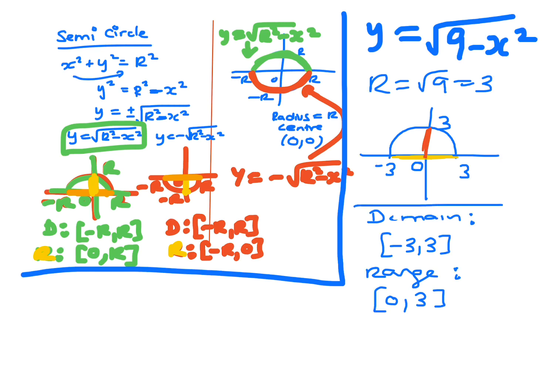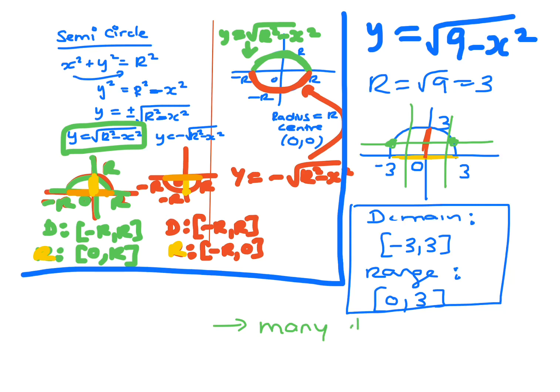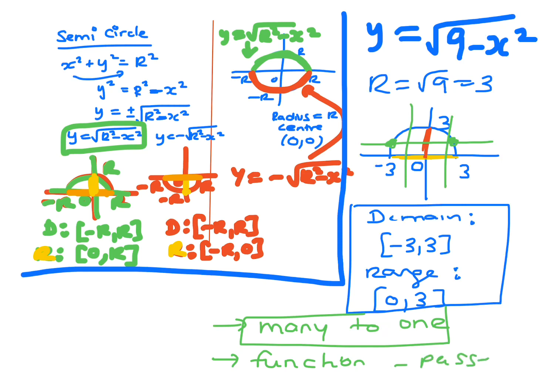Now, is this 1 to 1, 1 to many, many to 1, or many to many? So if you look at this here, and you did a horizontal line here, you can see that the y value has many x values. But if you draw it downwards, then it just cuts at once. All right, so it's actually many x's for one y value. So it's many to 1. Okay, it is also a function. It is a function because it passes the vertical line test.